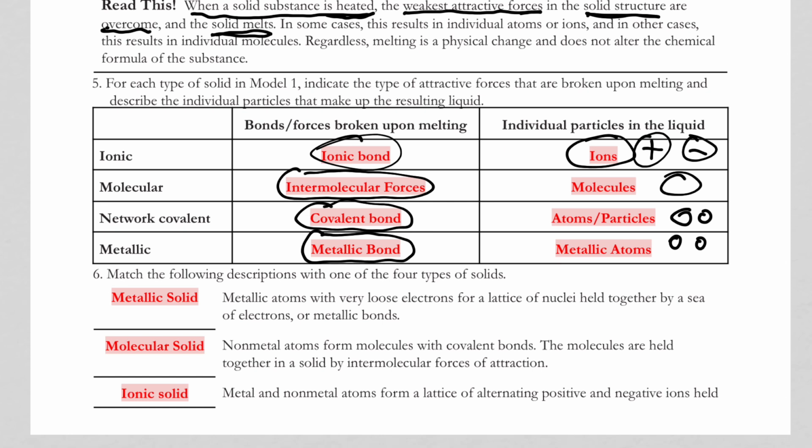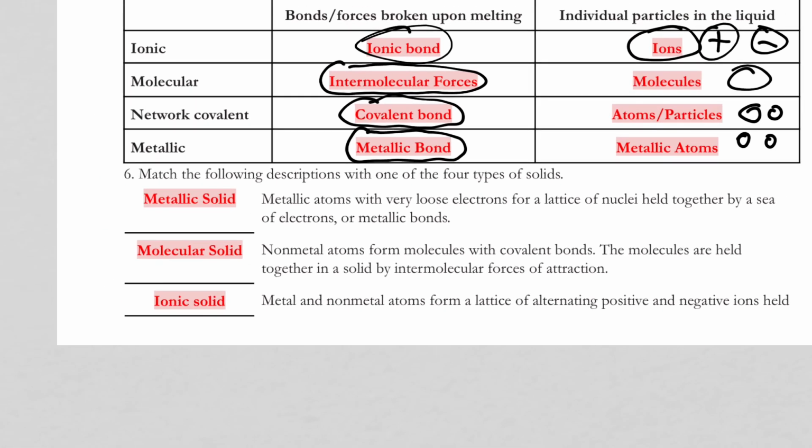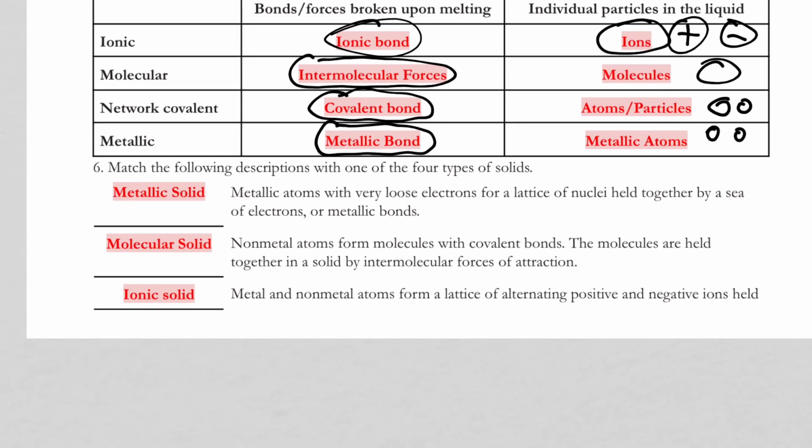So the key distinction here is that ionic solids is the only one that separates into ions. The rest of them are going to separate into non-charged particles, such as molecules or atoms. Network covalent ones are usually nonmetals or metalloid atoms, but essentially they are not going to be charged. So let's take a look at the matching parts.